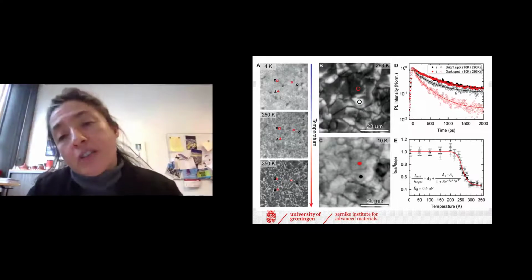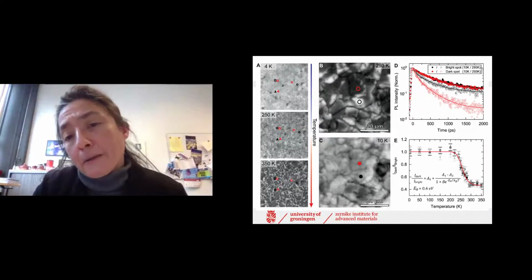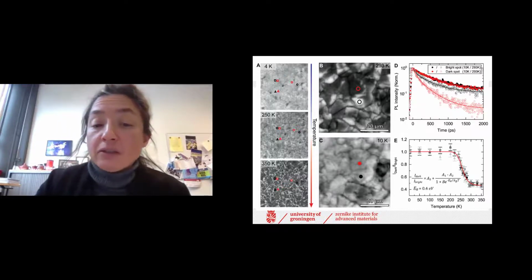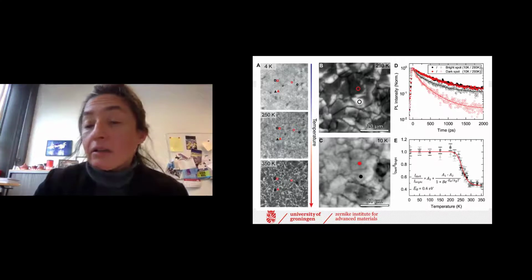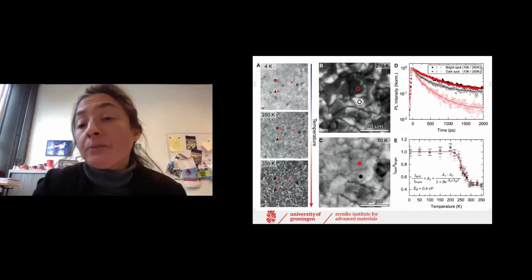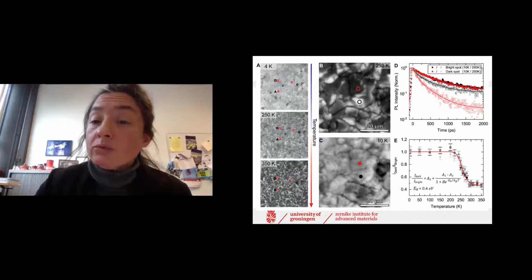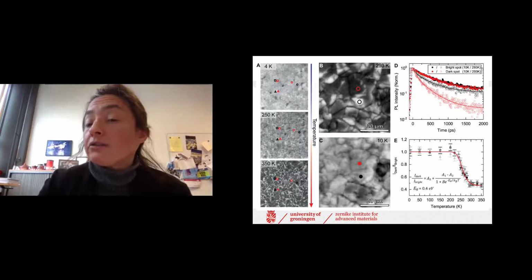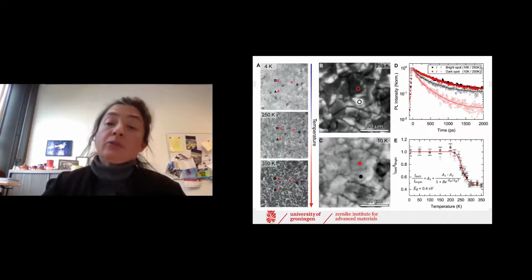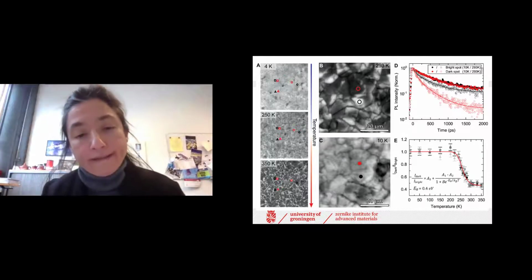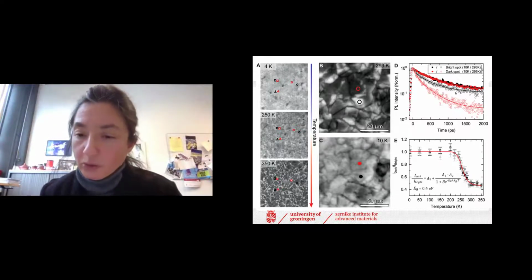And actually what he found out is that what is bright at room temperature stays very bright at low temperature, and what is dark at room temperature actually becomes quite bright also at low temperature. So the sample becomes very homogeneous when the temperature is lower.